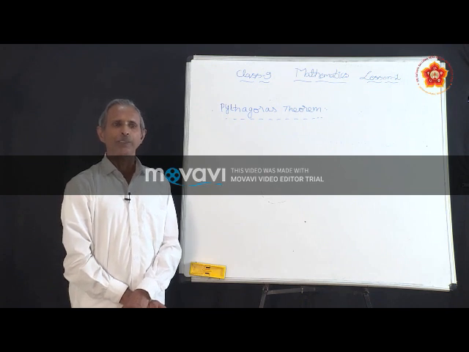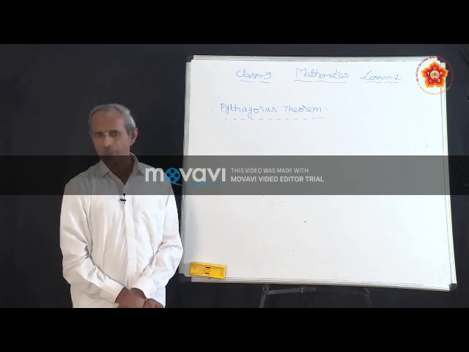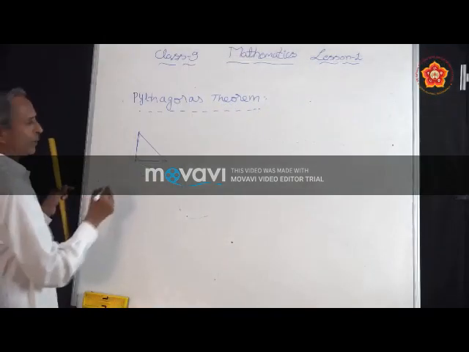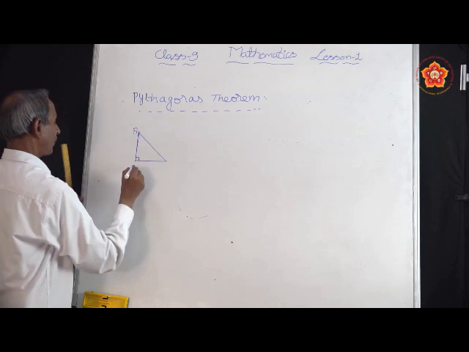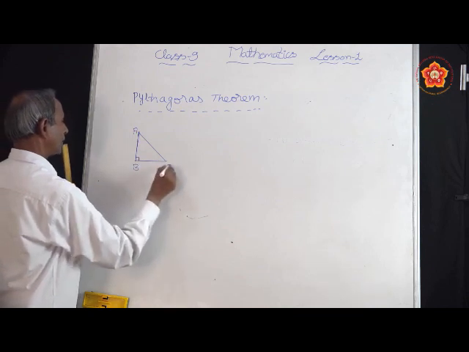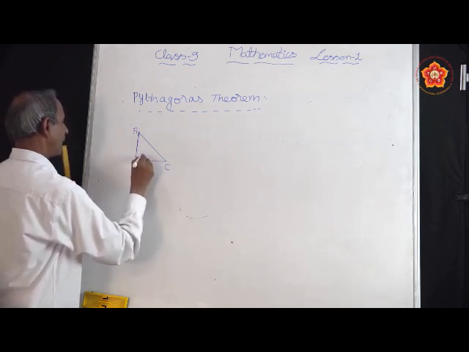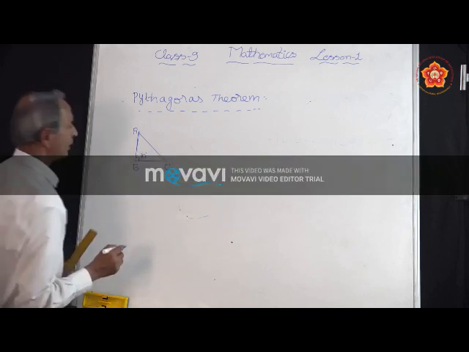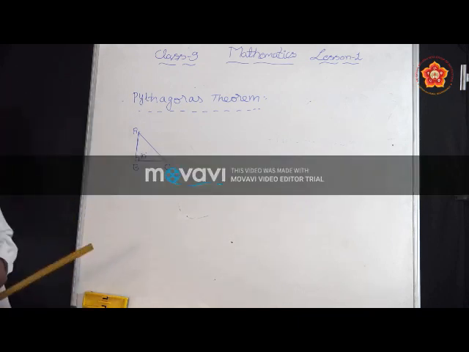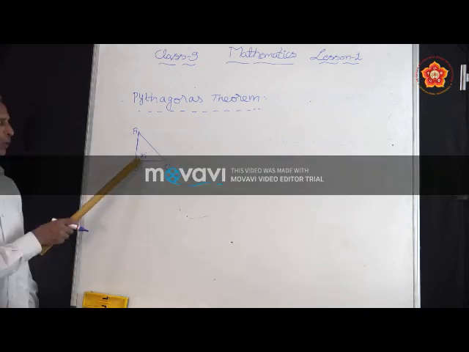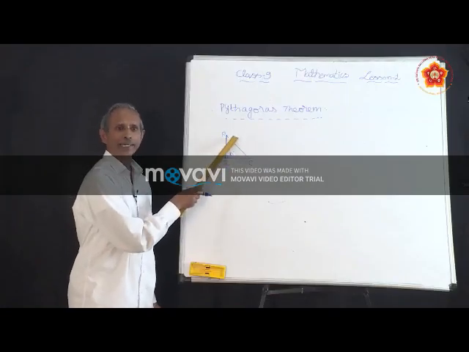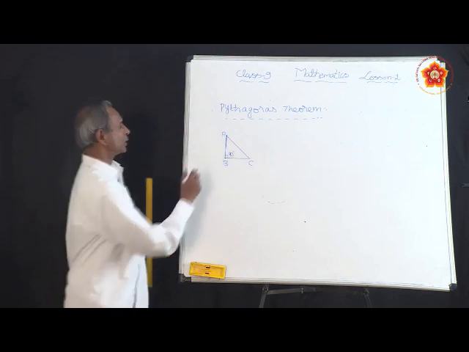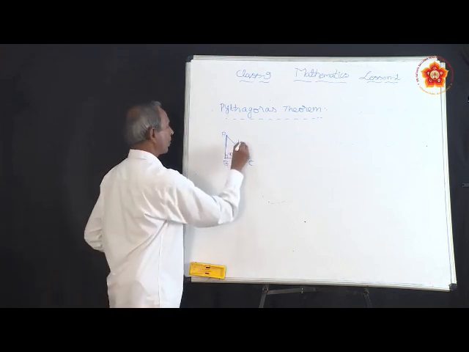Now let us apply this theorem to a right angle triangle. I will name this right angle triangle ABC, in which angle B is equal to 90 degrees. In this triangle, which is the side opposite to the right angle? It is AC. This AC is called the hypotenuse.